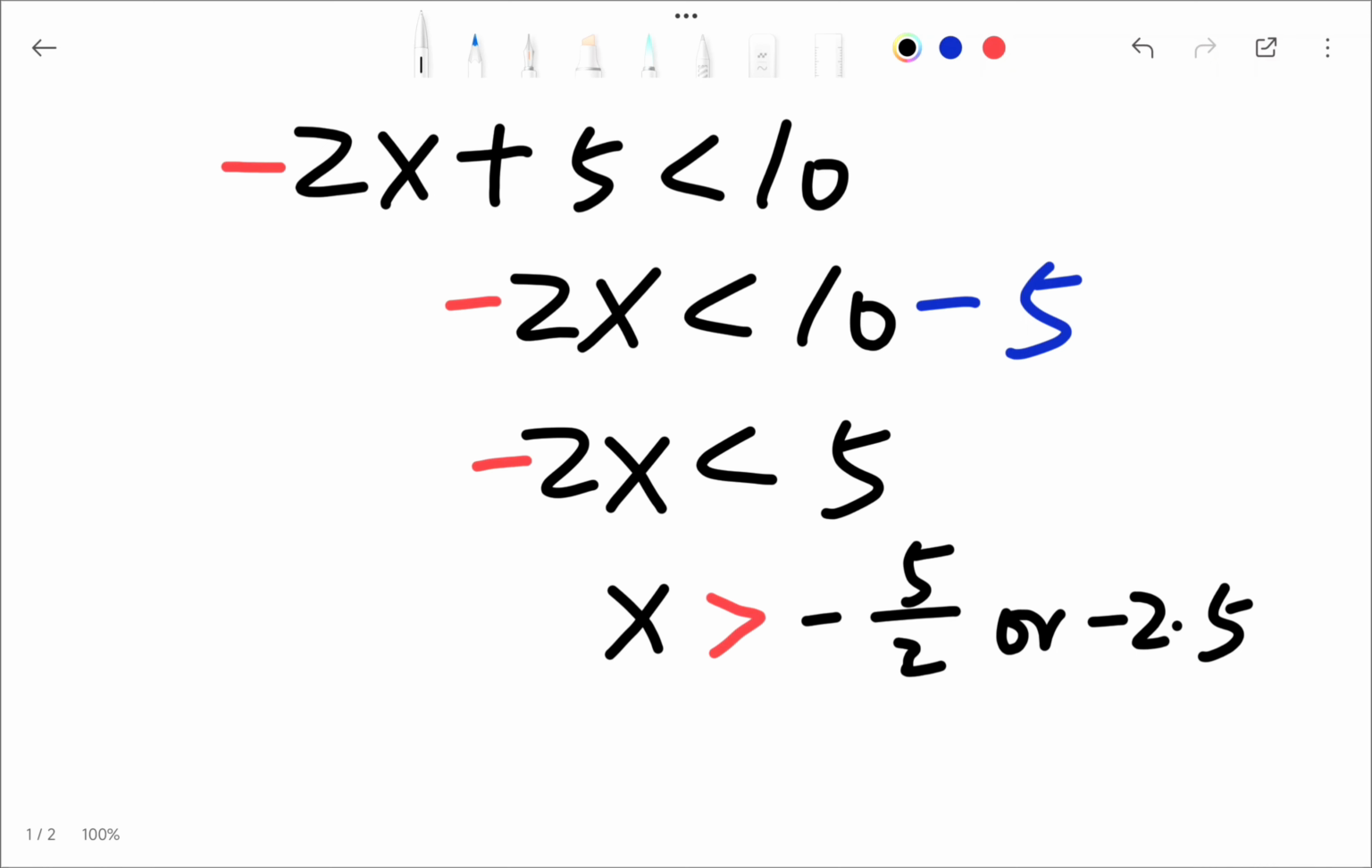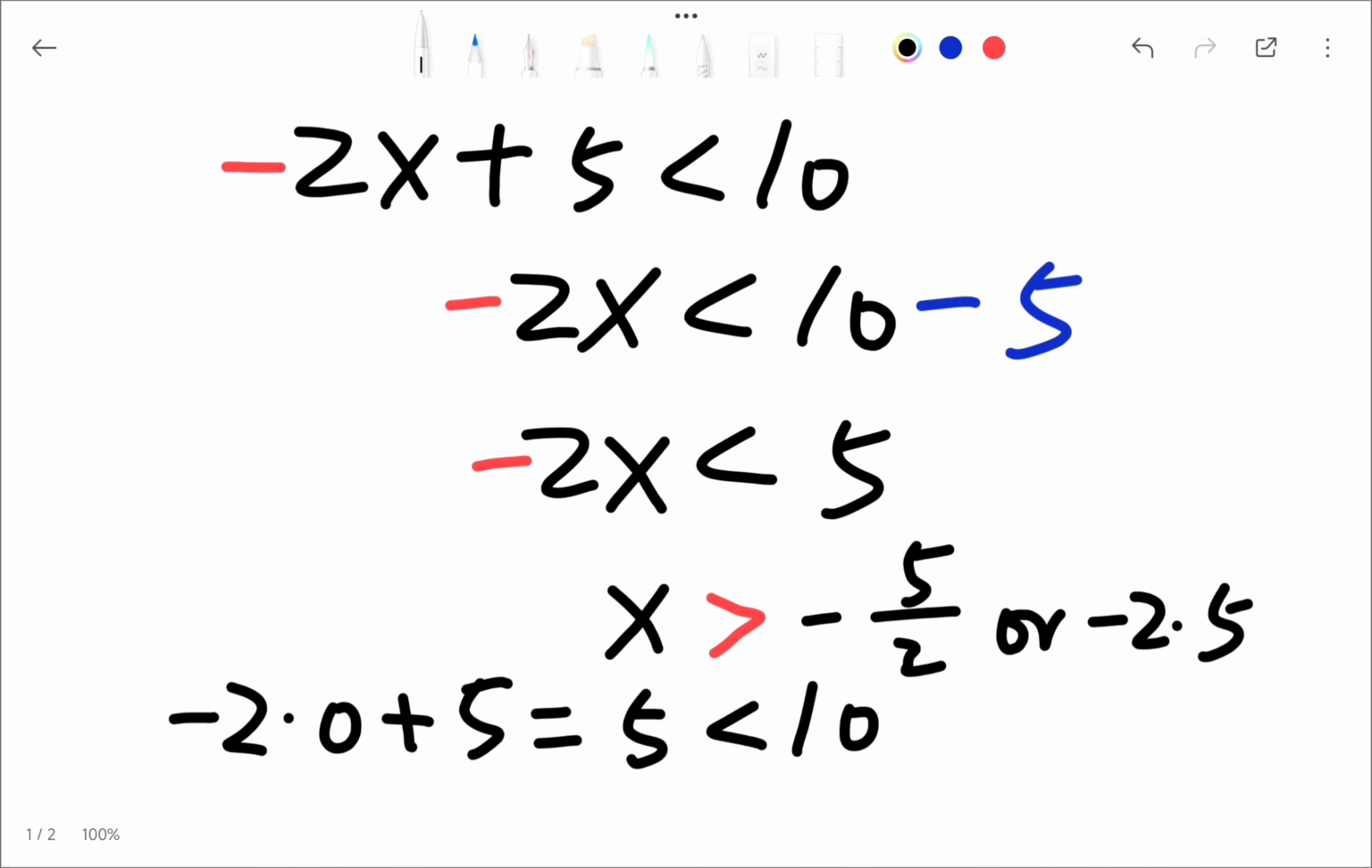All right, let's check if this makes sense. If x has to be a number that is greater than negative 2.5, how about 0 again? Let's substitute 0 into the original inequation. Then it becomes negative 2 times 0 plus 5, which still gives us 5. And that is still less than 10. So again, this answer is correct.